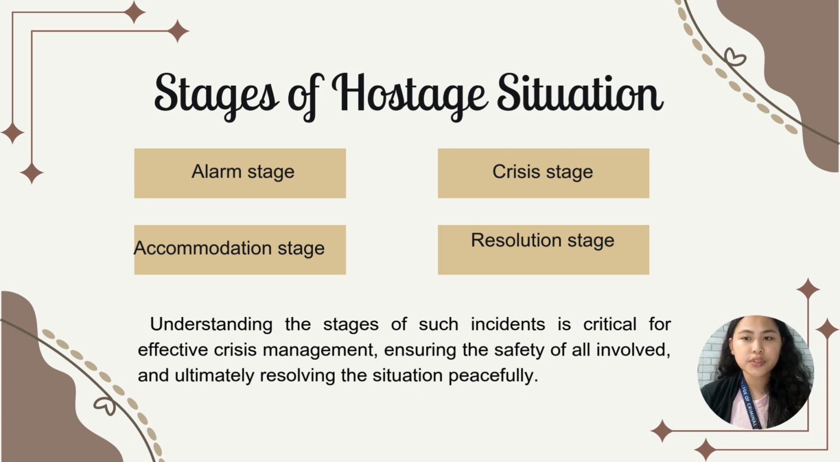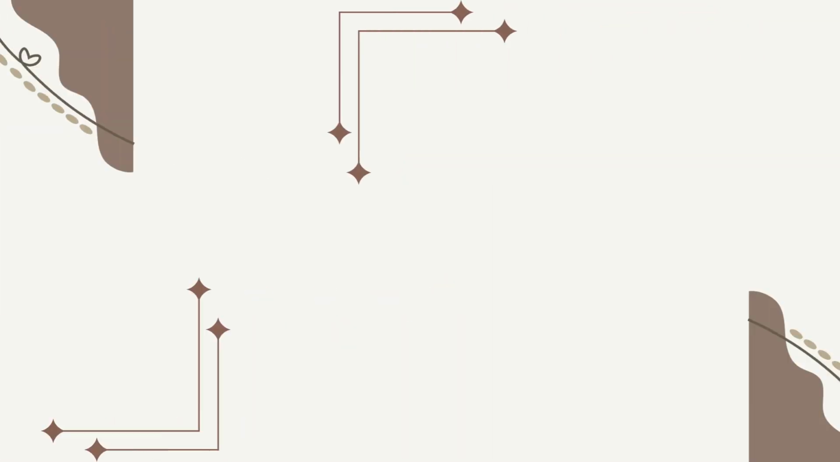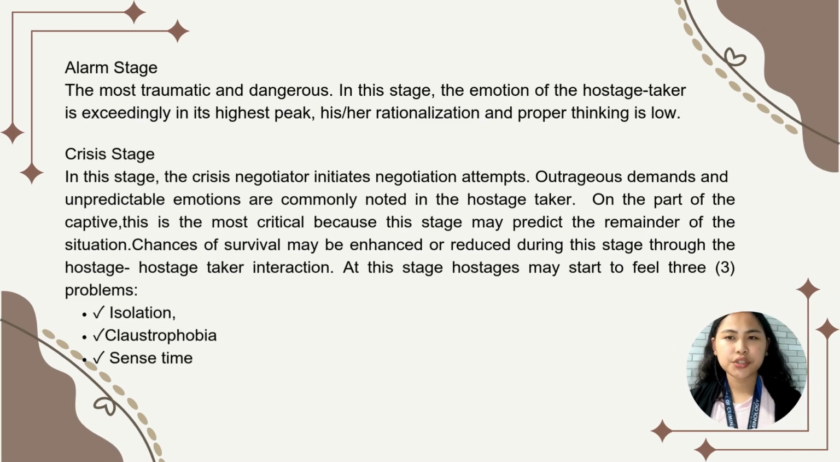Understanding the stages of such incidents is critical for effective crisis management, ensuring the safety of all involved and ultimately resolving the situation. First is the alarm stage. The alarm stage is the most traumatic and dangerous. In this stage, the emotion of the hostage taker is at its highest peak. His or her rationalization and proper thinking is low. So this is marked by emotional tension and danger. The hostage taker is often extremely agitated and aggressive, making it critical for responders to approach with caution.